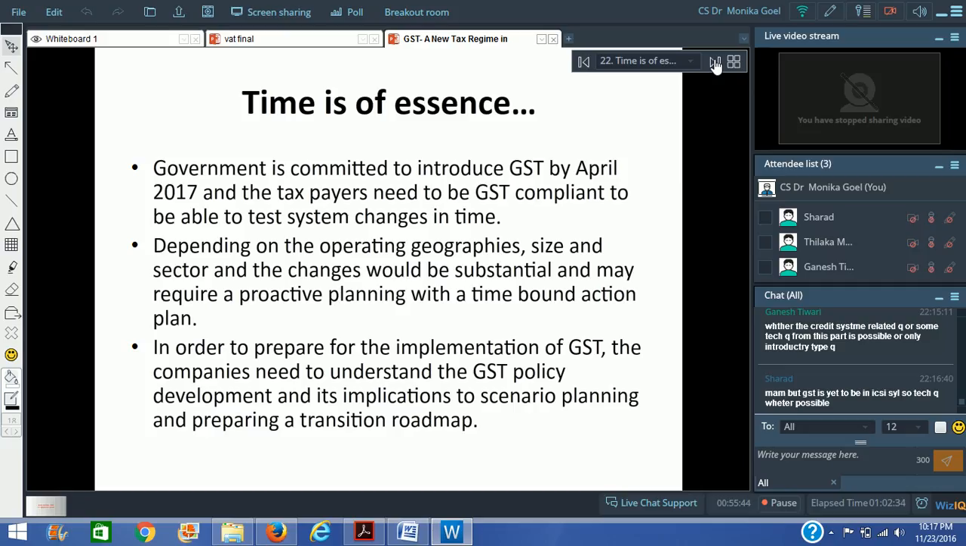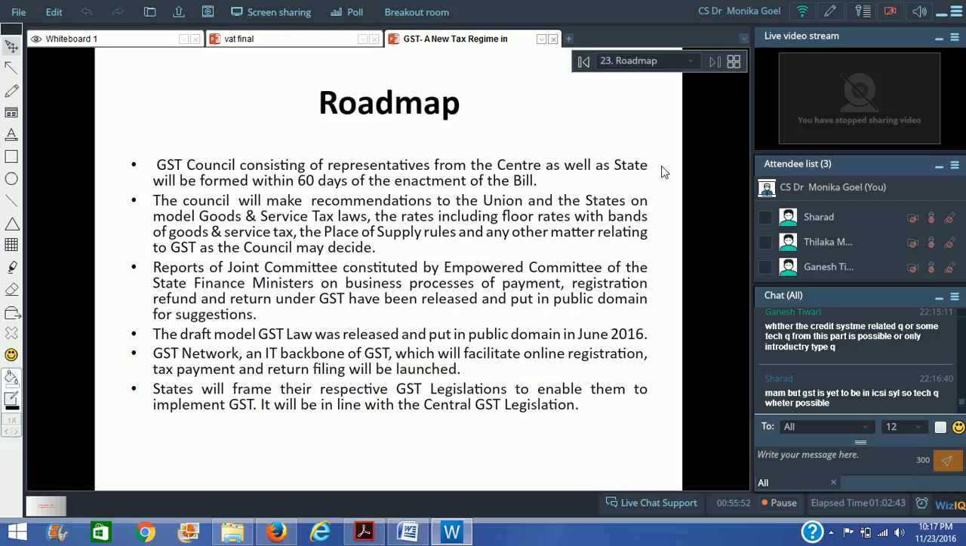GST is going to be implemented from April 1, 2017. It is very important now that all of us, whether professionals, taxpayers or the government, are prepared within these 4-5 months. The policy is now in place. It is simply that we have to be prepared enough to follow that policy. Okay?